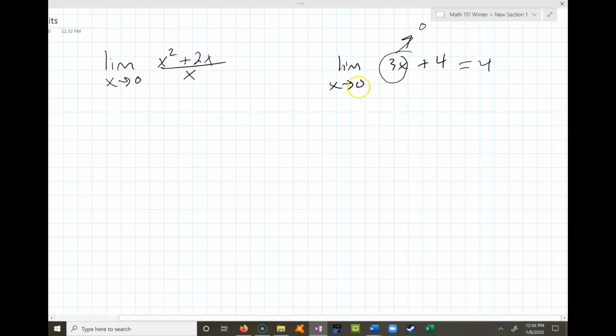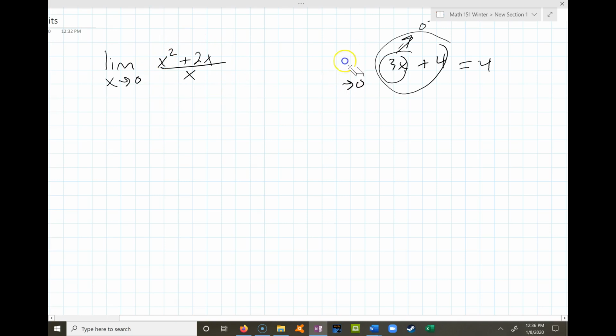Okay, because we can look at this and tell that as x gets close to 0, this will definitely also get close to 0. So the closer x gets to 0, the closer this gets to 0, which means the closer the overall thing gets to 4. Okay, but you can't do that over on this one, because as x gets closer and closer to 0, this thing gets closer and closer to undefined. I mean, there's no way we can do that.